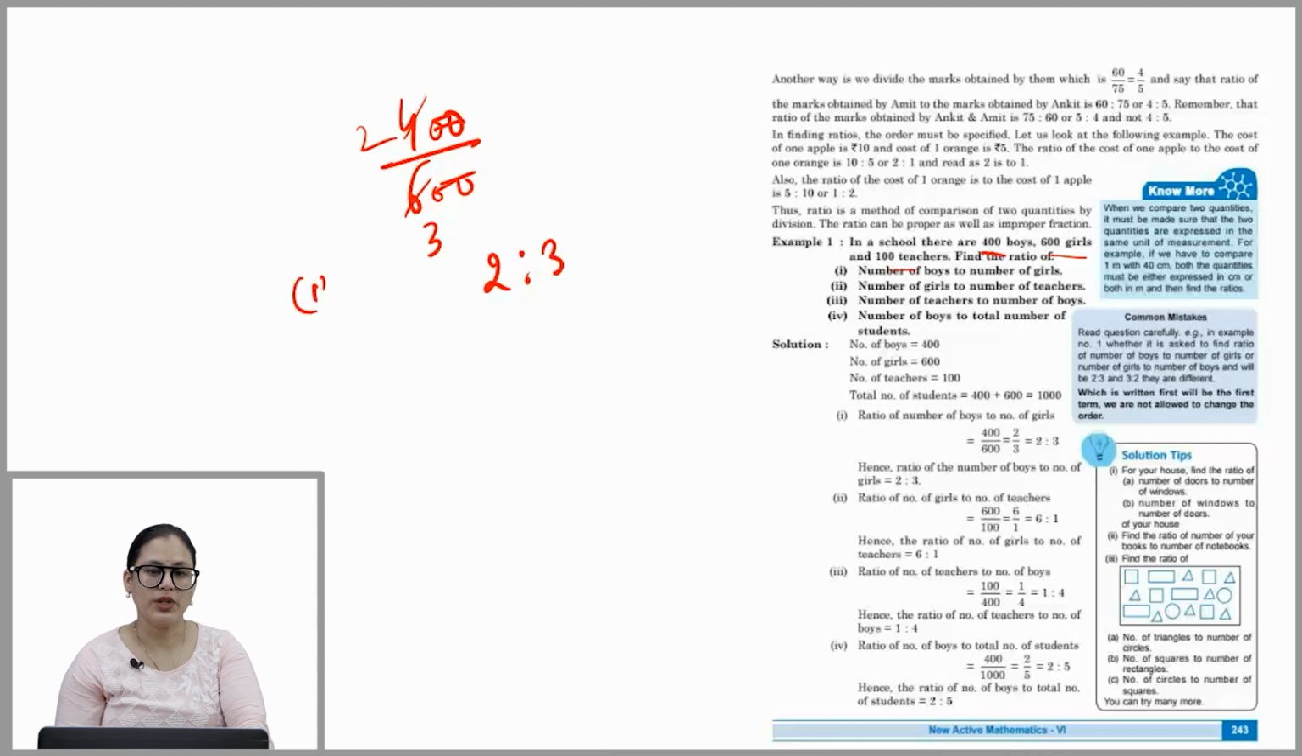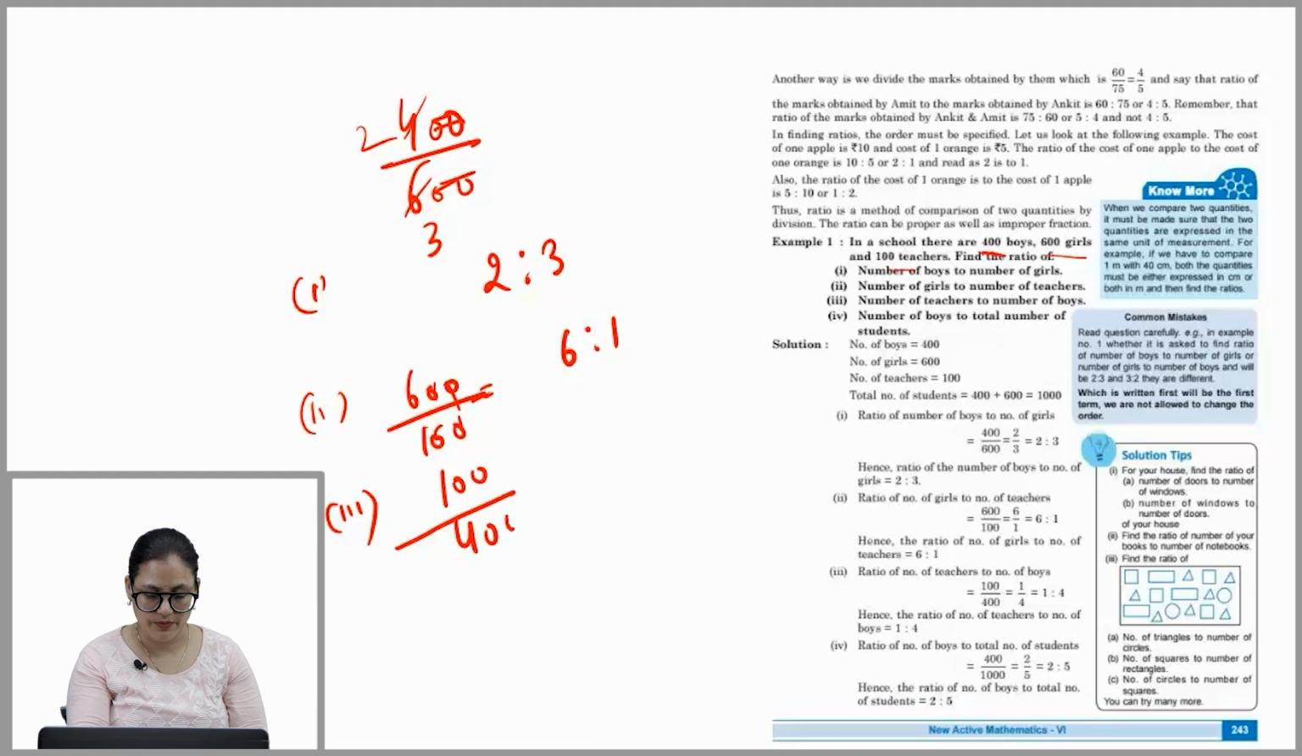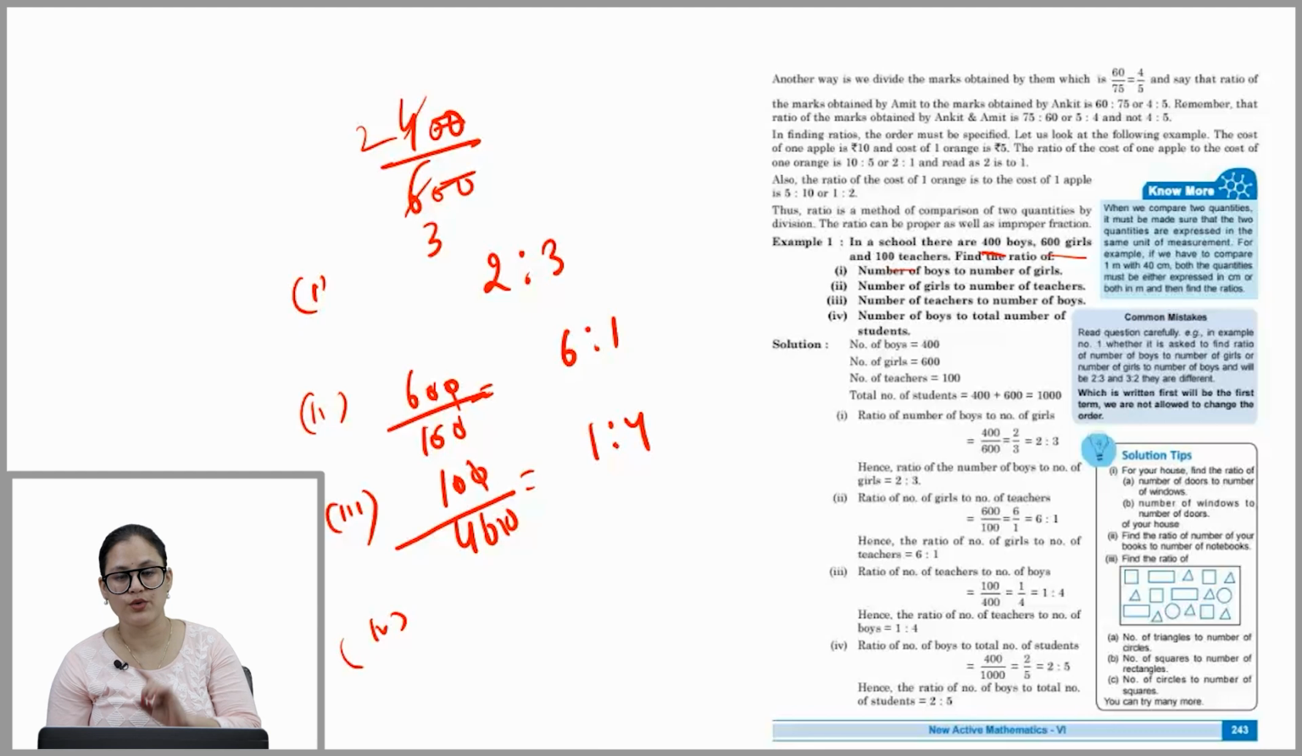Number 2, number of girls to number of teachers. So how many girls are there? 600, and how many teachers are there? 100. So the ratio is 6 is to 1. Number 3, number of teachers to number of boys. Number of teachers 100, number of boys 400. Two zeros go. Ratio is 1 is to 4.